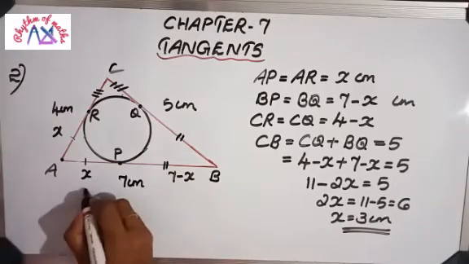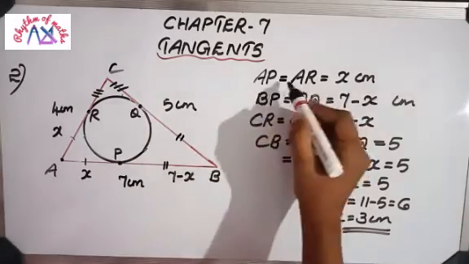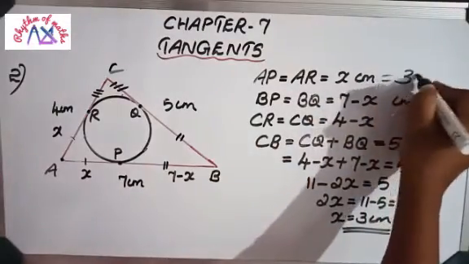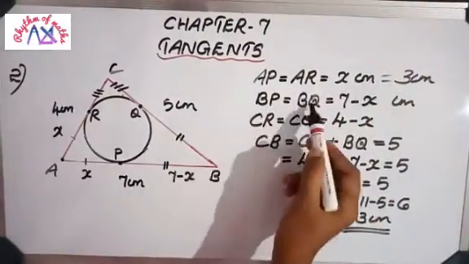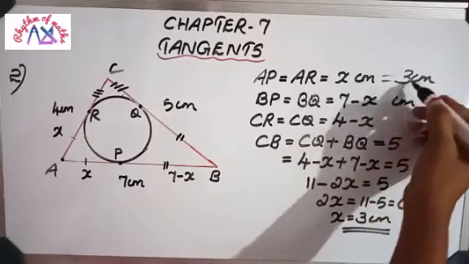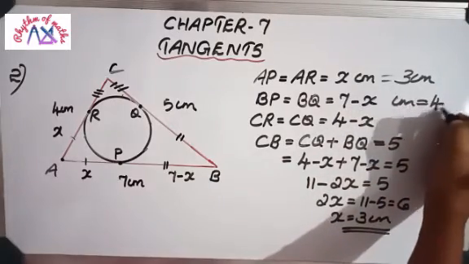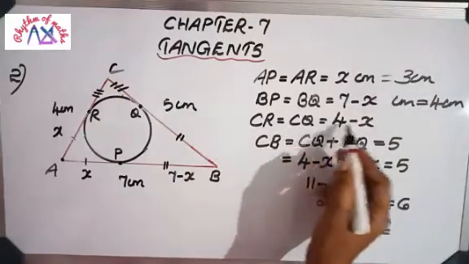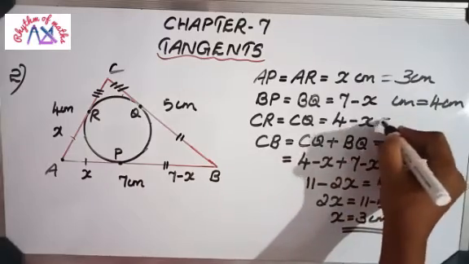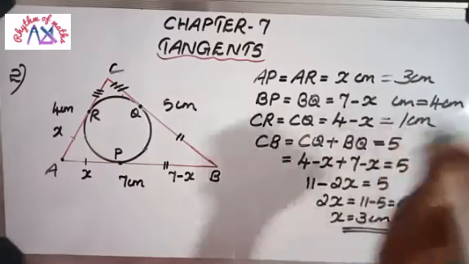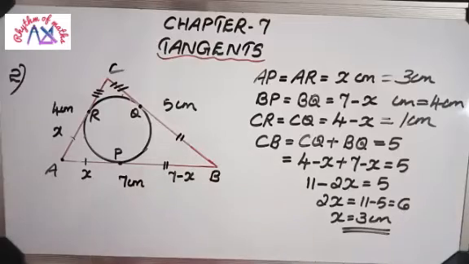So here x is 3 centimeter, that is AP equal to AR equal to 3 centimeter, and BP equal to BQ, 7 minus x. So 7 minus 3 will be 4 centimeter. Then CR equal to CQ means 4 minus x, that is 4 minus 3 equal to 1 centimeter. So this is the answer for the second question.